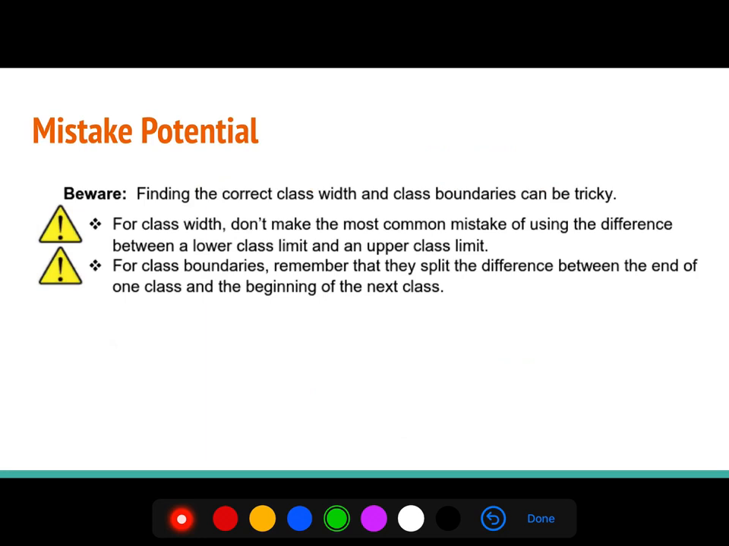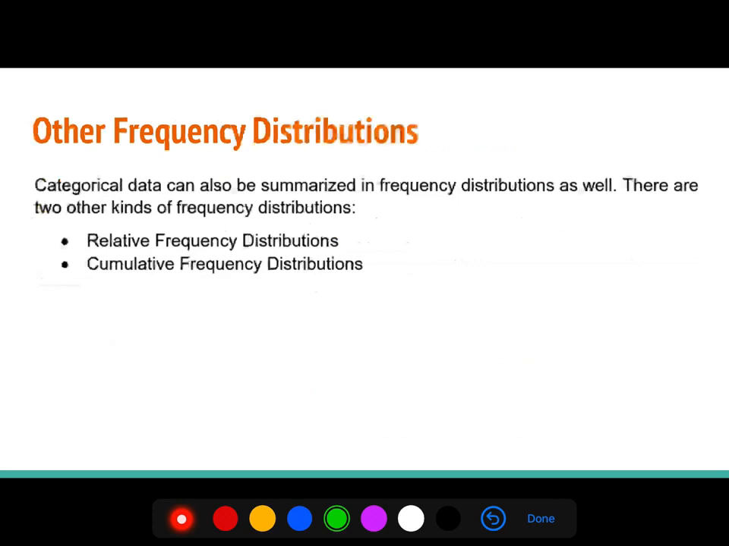So here are some mistakes that are very common. You have to find the correct class width and the class boundaries, and those things can be tricky. The class width, don't make the most common mistake of using the difference between the lower and upper class limit. That is not the class width. It's between the lower class limits. The class boundaries, remember, split the difference between the end of one class and the beginning of the next. They're in the gaps. Most people get those confused.